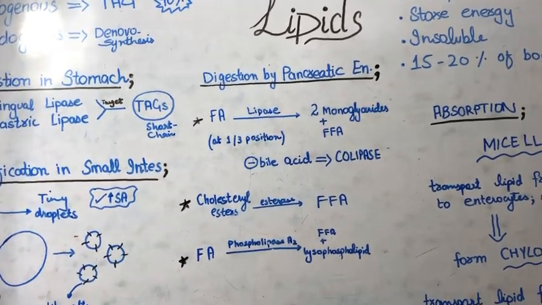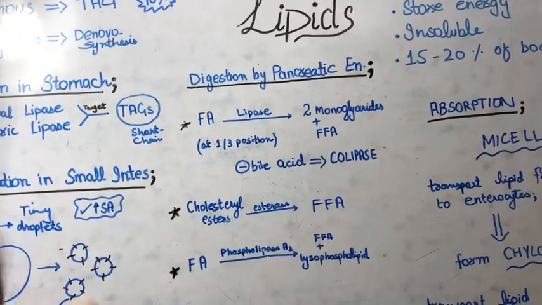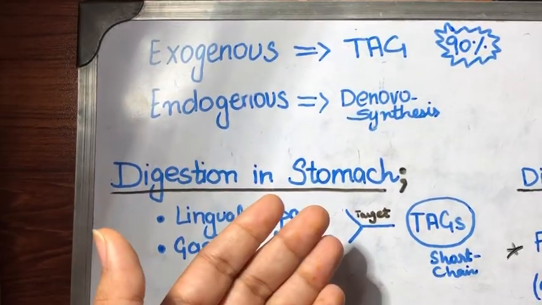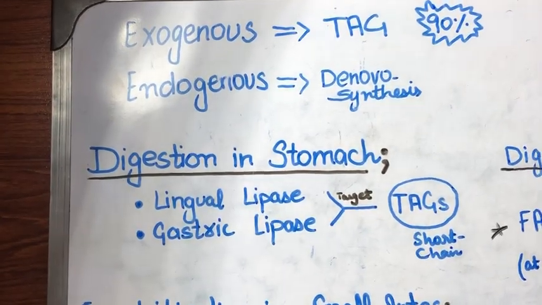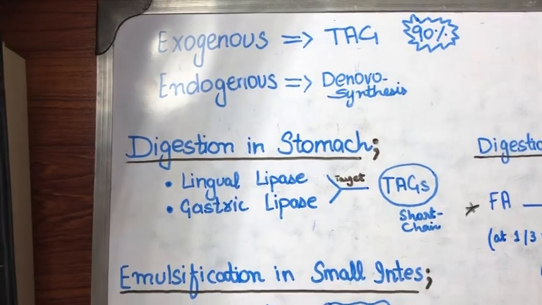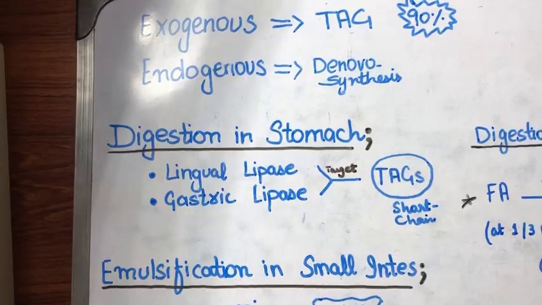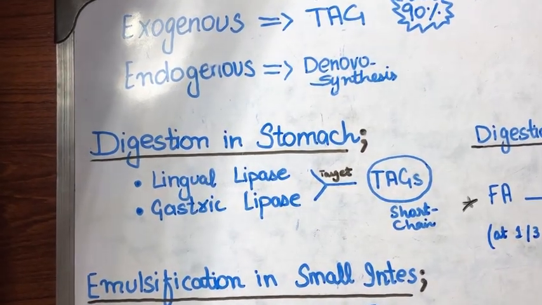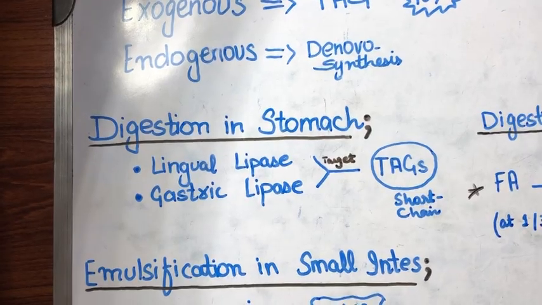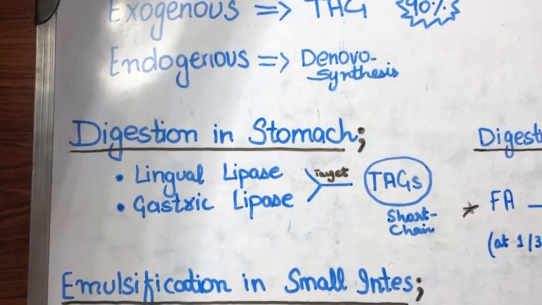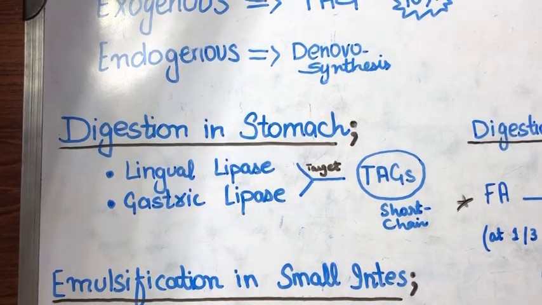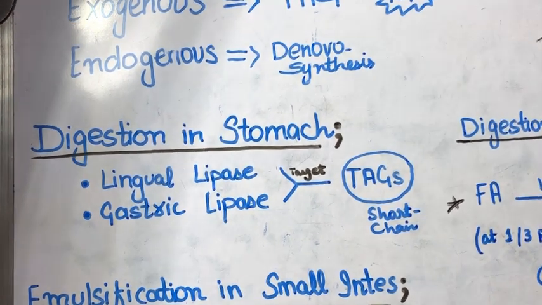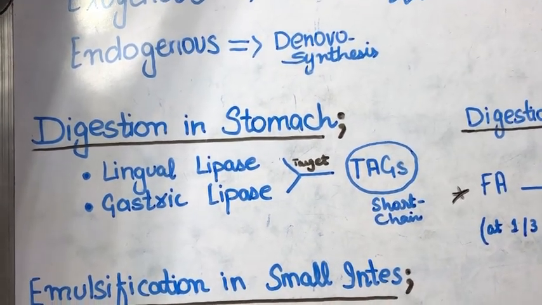There are two types of sources of lipids, which are the exogenous and endogenous sources. In exogenous sources, we have 90% TAGs, triacylglycerols, and the remaining 10% include cholesterol, cholesterol esters, phospholipids, and free fatty acids. The endogenous sources include the lipids which are synthesized in our body cells.